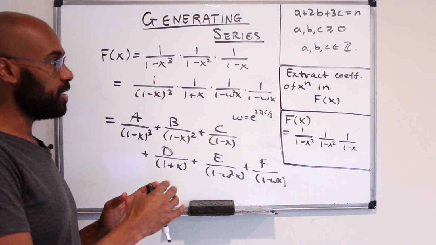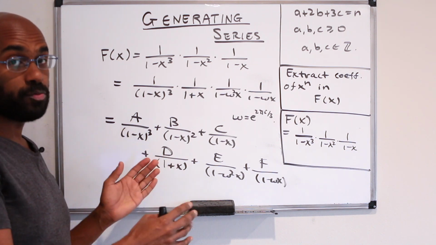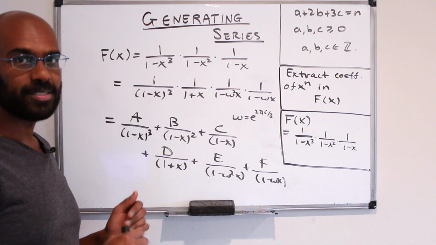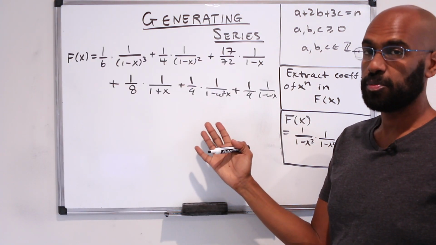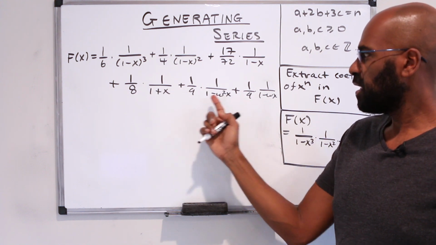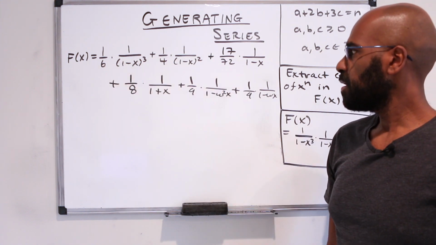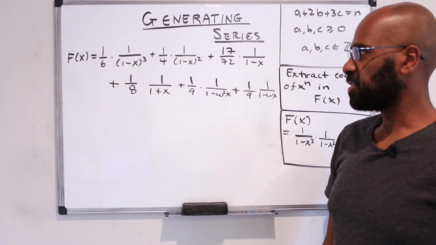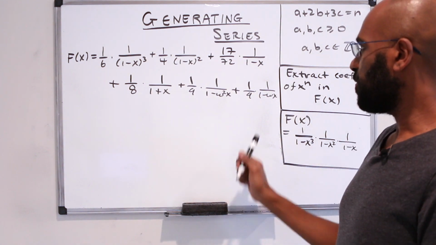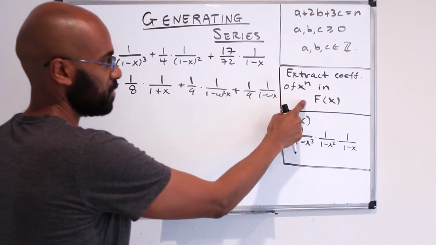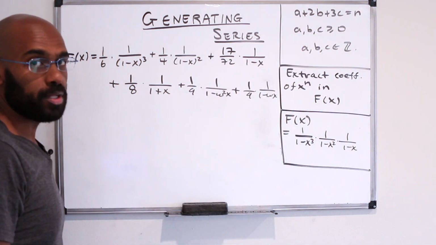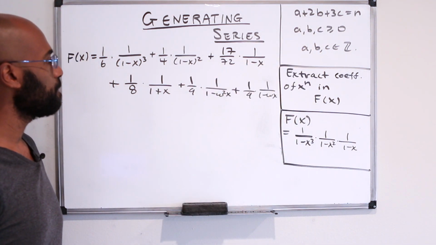So what I'm going to do is erase the board and actually show you the final result when you do that computation. So here's the result of doing that entire laborious process of finding the coefficients. They're all right over here. And so now we're going to use this to find an explicit expression for the x to the nth coefficient of f of x, which is exactly the thing we wanted to extract, which gives us an explicit formula for the number of solutions of this thing.